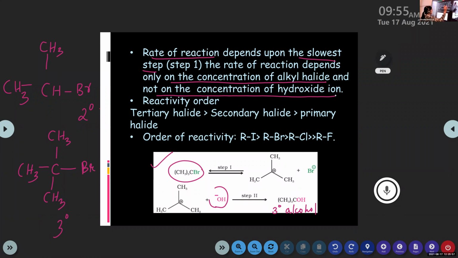And the second point is about the reactivity order. In SN2 reactions, we have learned that the reactivity is more for primary halide, then secondary, then tertiary. Here, the order is reversed. Tertiary halide has more stability, then secondary halide. The third one is primary halide.